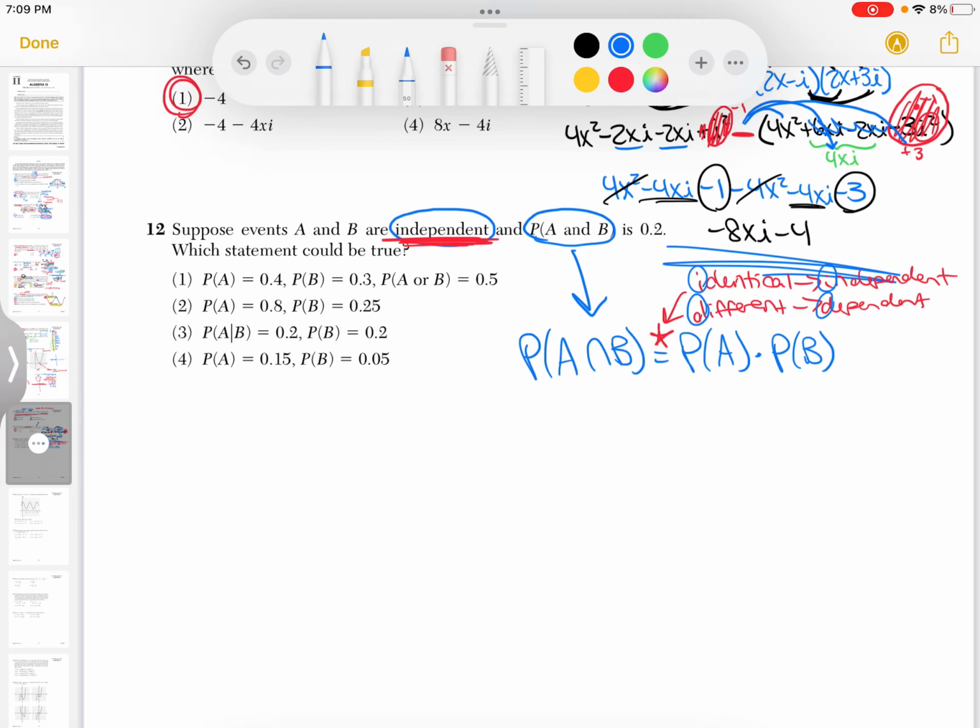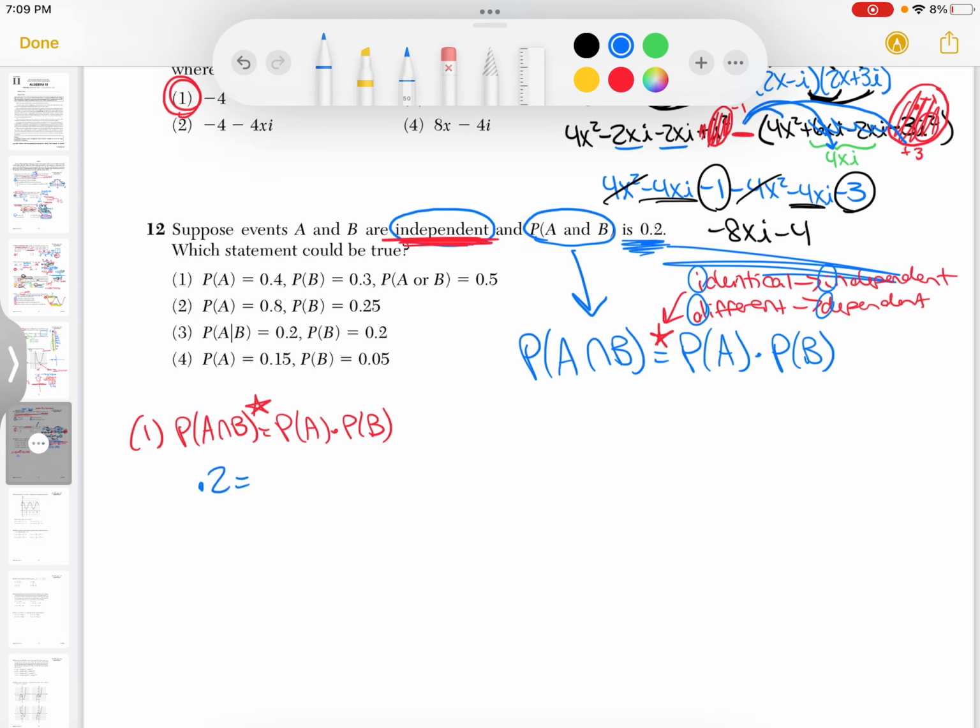So because I know that this is independent, I know that they definitely have to be equal to each other. So I know that the probability of A and B is 0.2. The rest of this is giving me a bunch of other information, so I'm just going to test them all out. First, number 1. So using this rule, the probability of A and B to see if it's equal to the probability of A times the probability of B. I know they have to be equal.